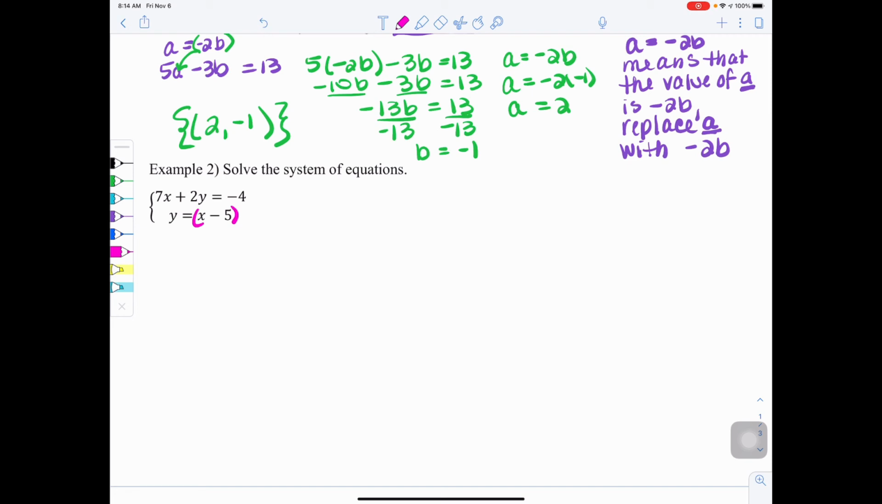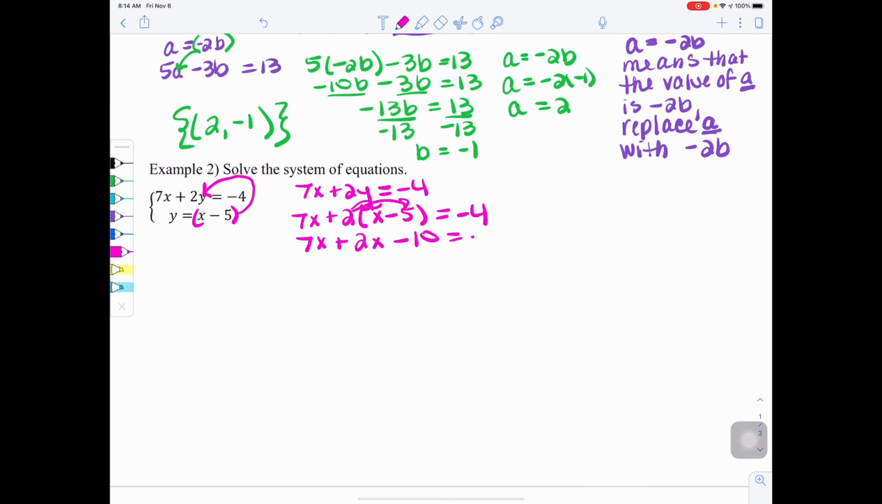So if y equals x minus 5, that means I'm going to take what y equals and put it in the other equation in y's spot. So my equation that was 7x plus 2y equals negative 4 is now going to be 7x plus 2, and then in y's spot, I'm putting x minus 5. I'm substituting it in. Now I have one equation with one variable, and I can go ahead and solve for x. So first, distributive property. We have 7x plus 2 times x is 2x, 2 times negative 5 is negative 10.